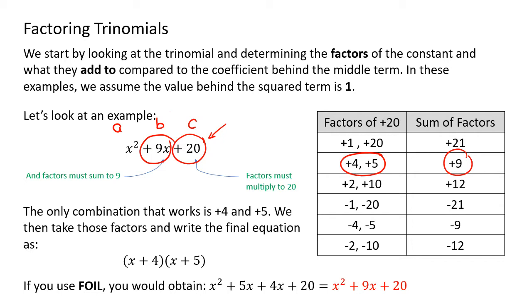So those factors work. Now what you do to factor these, again, these are the neat and tidy examples, is you simply write them as x plus the first factor in brackets, multiplied by x plus the second factor in brackets, in this case x plus 4 and x plus 5. And if you want to check whether your answer is right, you can use FOIL. Remember, it's multiplying the first terms in each bracket together, then the outside terms, then the inside terms, followed by the last terms. And you should arrive at the same equation you had at the start. Otherwise, what you did was incorrect.